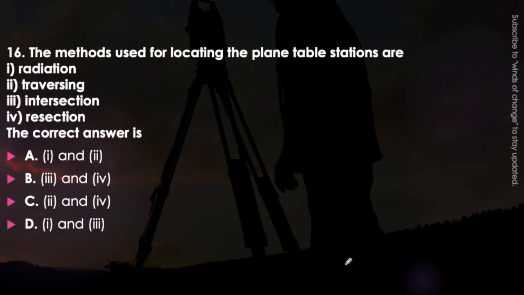Okay. Next question. The methods used for locating the plane table stations are radiation, traversing, intersection, and resection. The correct answer is first and second, third and fourth, second and fourth, or first and third. Just think about it. Which is used for locating the plane table station? The answer will be option C, that is second and fourth, that is traversing as well as resection. These two methods are used to find out the position of the plane table station. While radiation and intersection, these two are methods of plane table surveying in which we find out the geographical features, while the intersection method is used if we have some inaccessible point. So these two are not used to find out the position of the plane table, while for locating the plane table we will use only the traversing as well as the resection method.